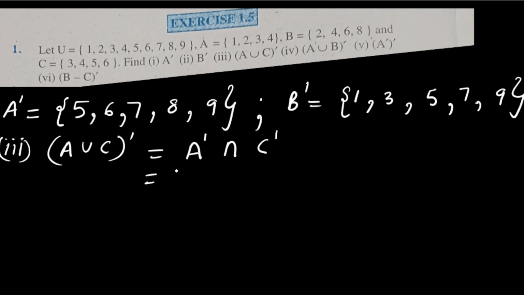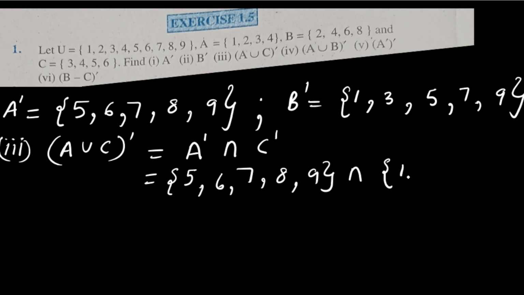What is A complement? We have found it just now. A complement is 5, 6, 7, 8, 9. Now let's write C complement also. First of all, we have to see the elements of C. Elements of C are 3, 4, 5, 6. Other than these elements, we have to consider all the elements from 1 to 9. So 3, 4, 5, 6, I don't have to consider. The remaining elements are 1, 2, 7, 8, 9.